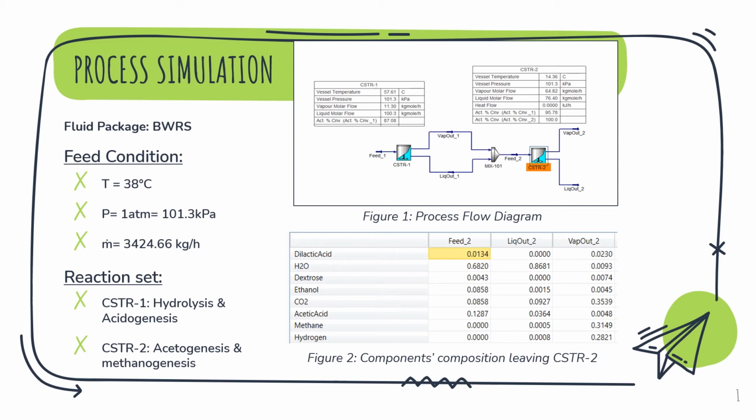So in the first reactor, there are two stages that take place, which are the hydrolysis process and the acidogenesis process. Meanwhile, in CSTR2, it involves acidogenesis and methanogenesis. Figure 1 shows the process flow diagram obtained from the simulation by using HYSYS. Meanwhile, Figure 2 shows the components composition leaving CSTR2, which will be purified later in the separation process.